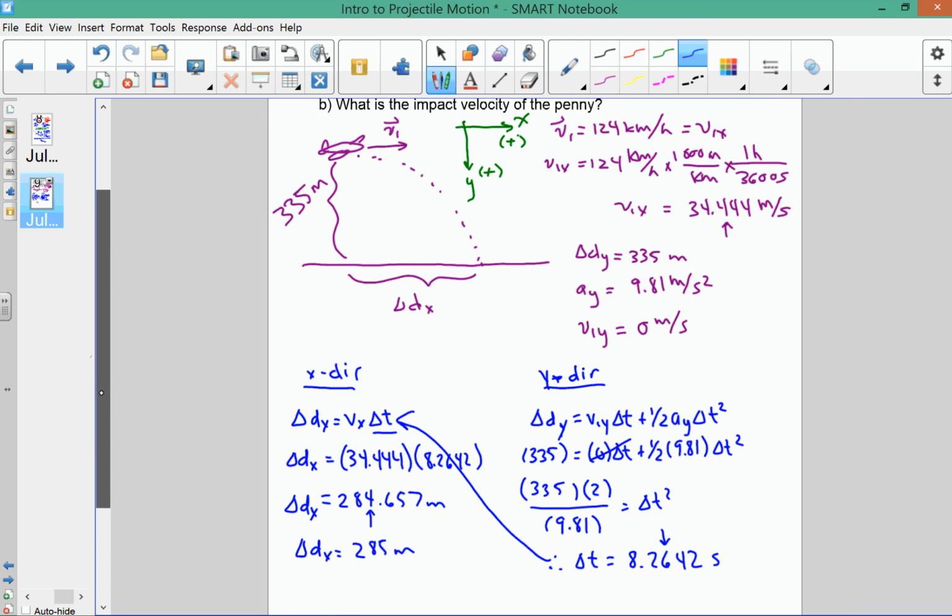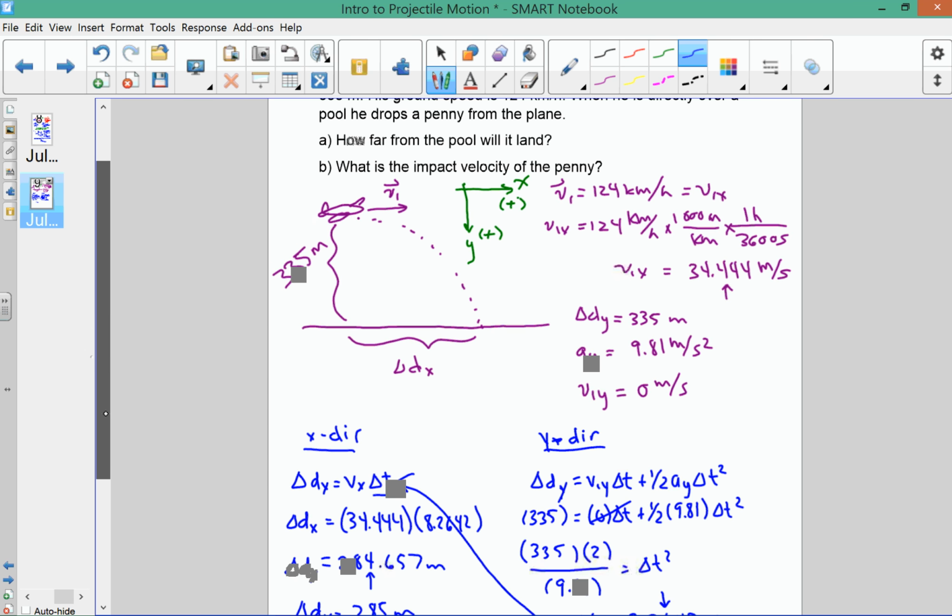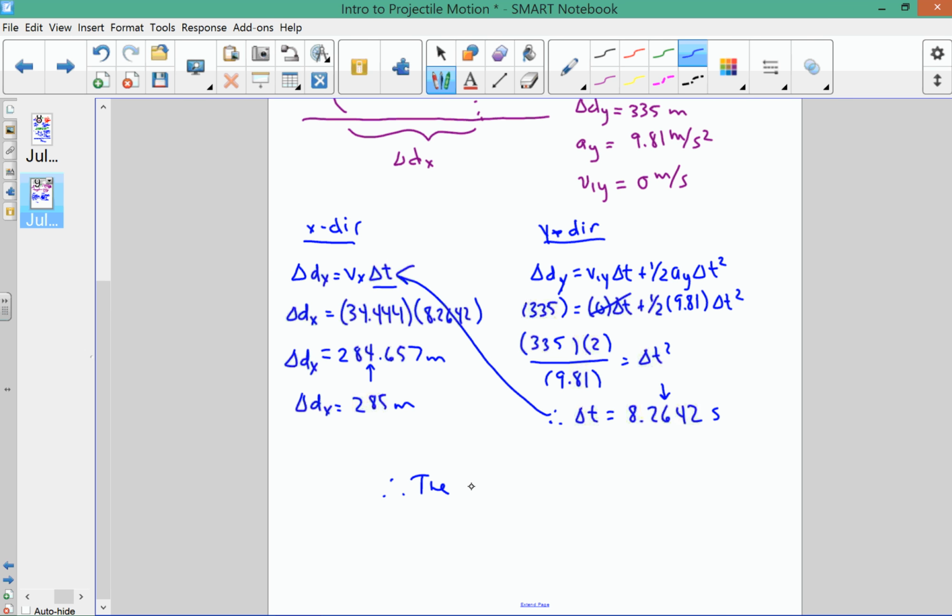So therefore, now was I asked for range explicitly? How far from the pool, which is like the horizontal range. So the penny will land 285 meters horizontally from the pool. So that's part A.